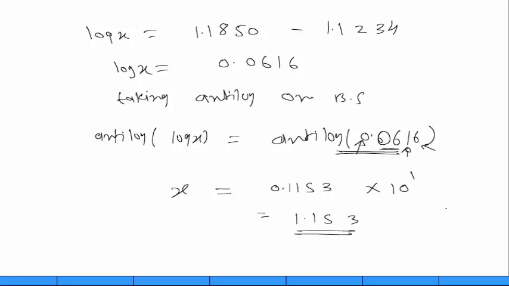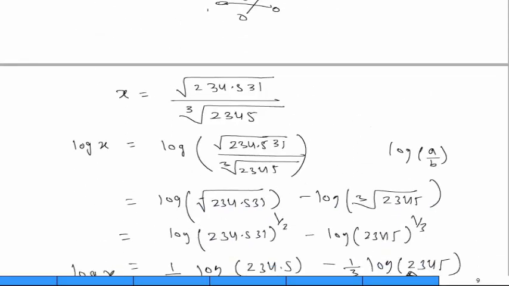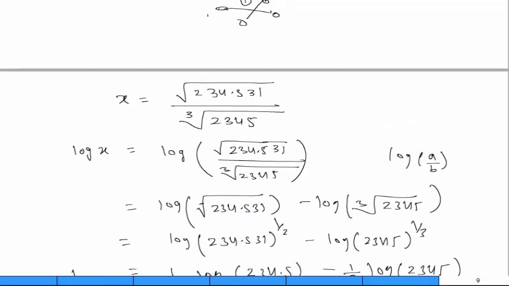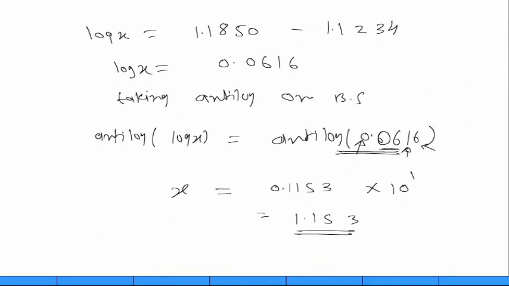And if you want to go through it, just do one thing, in your calculator or mobile, just check the square root of 234.531 divided by the cube root of 2345. So this was the question. There you can easily divide the first part in the calculator, the second part also in cube root, so you will get the final answer as this only.